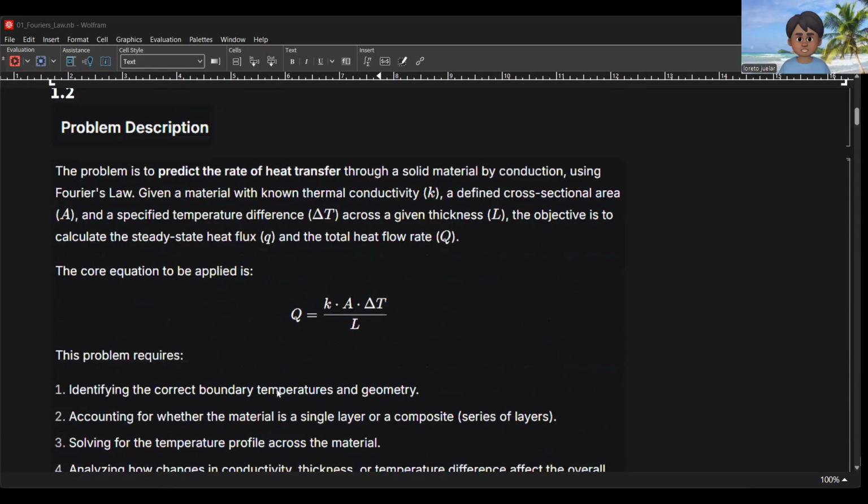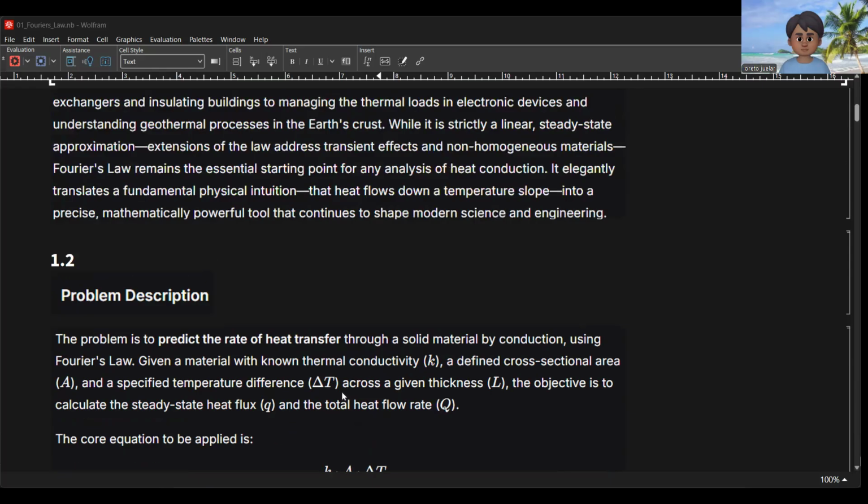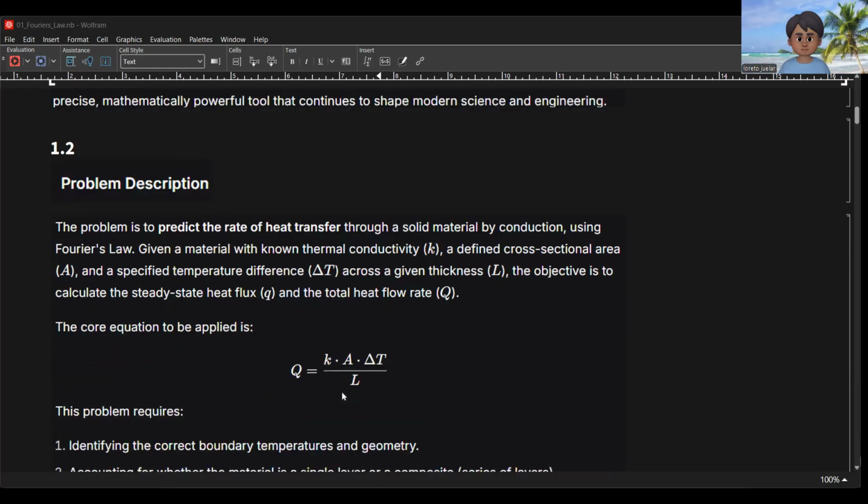The problem description: the objective is to predict the rate of heat transfer by conduction through a solid material using Fourier's law. Given the material's thermal conductivity k, cross-sectional area A, temperature difference delta T, and thickness L, the goal is to determine the heat flux and the total heat transfer rate Q under steady-state conditions.